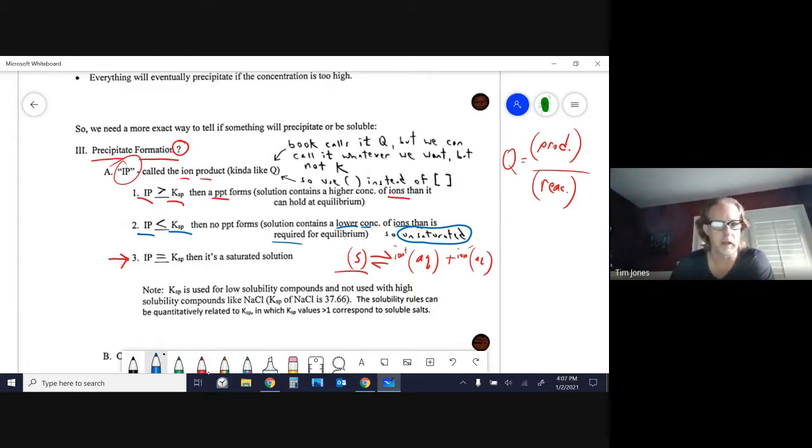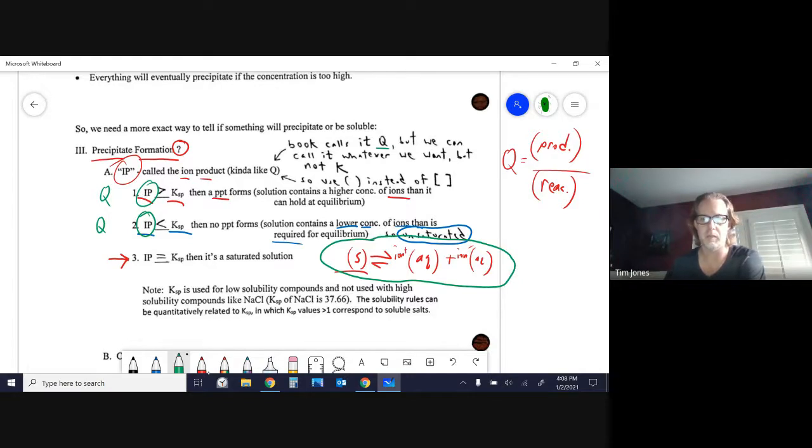So again, this concept of the ion product is the same thing as Q. You can call it Q. In fact, I mentioned the book calls it Q. It is the same idea. And we're always relating it to this scenario that I have here. So again, anytime you're doing an ion product or a KSP, you must do your equation with the solid on the left.